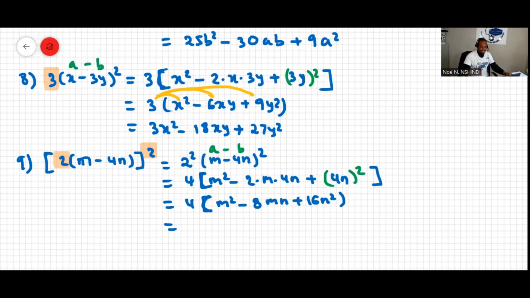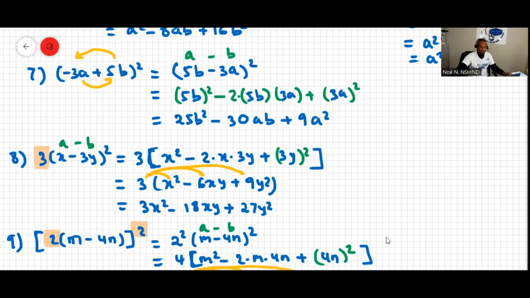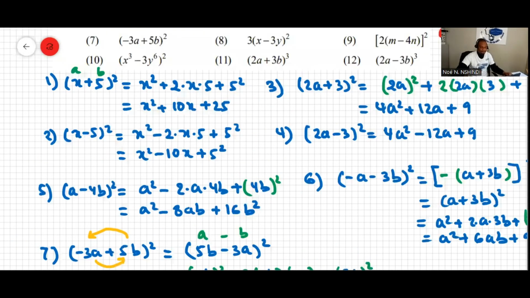And then we can times the 4 with each term, and this will be 4m squared minus 32mn plus 64n squared. Okay, that was question 9. And now let's move on. The next question is question 10.